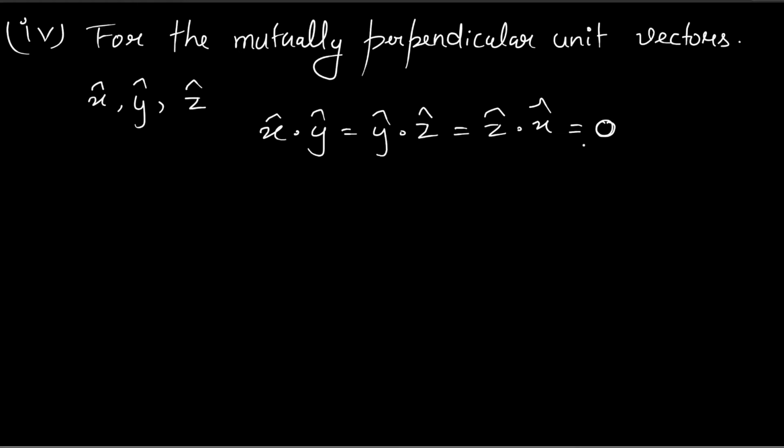Okay, and then here you can also say x dot x is equal to y dot y. What is the answer you are getting? Yes, you are getting 1, because for the same vectors cos theta is 1, because they are unit vectors, their magnitude is 1 only.